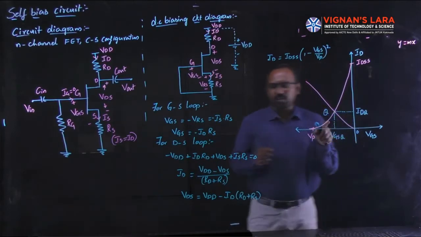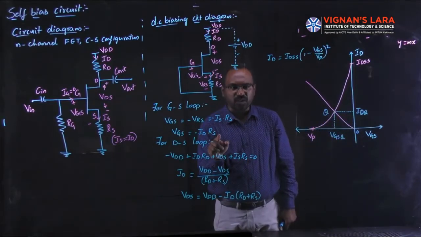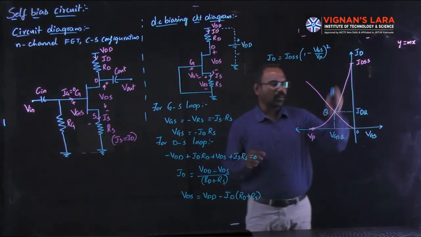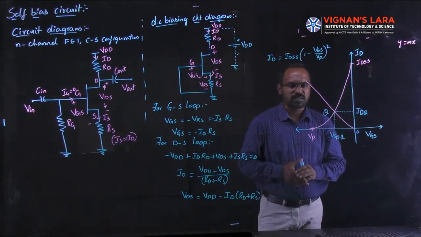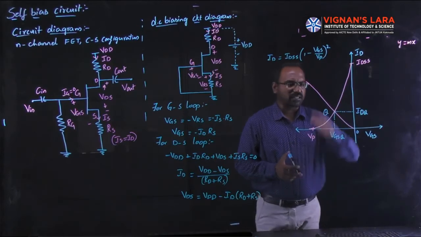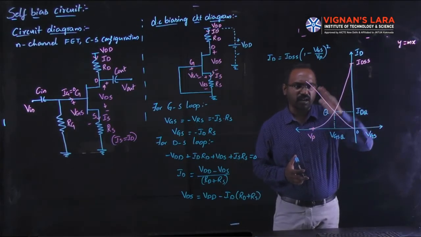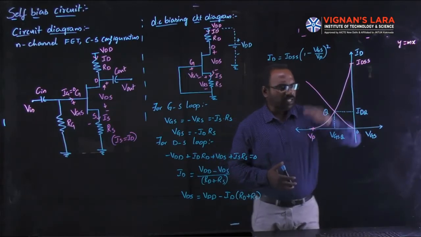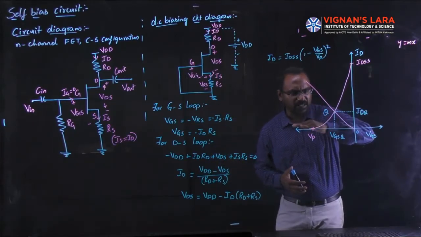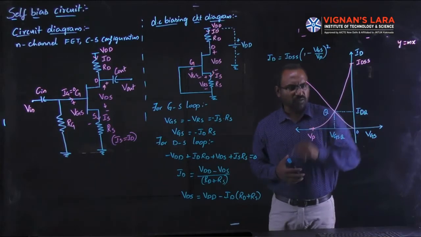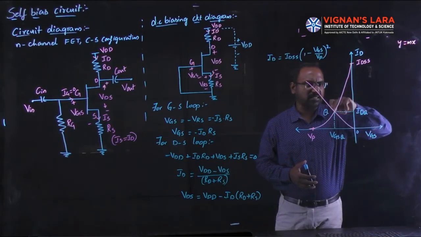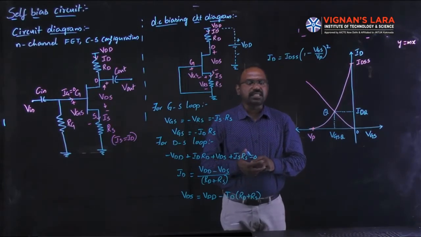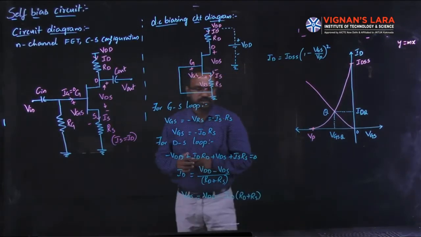So here the Q point also depends upon this RS value. By changing this RS value, your point is going to move upward or downward. Why? Because the slope will change upward or downward based upon this RS value. So if the slope is decreasing, the Q point will move in the downward direction. If it is increased, the Q point will move in the upward direction. So this is about the self-biased circuit.